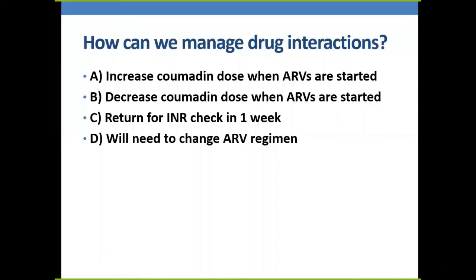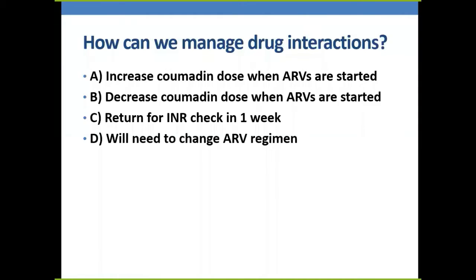So my next question is, how can we manage these drug interactions? Would you A, increase the Coumadin dose when ARVs are started? B, decrease the Coumadin dose when ARVs are started? C, return for an INR check in 1 week? Or D, we'll need to change the regimen?